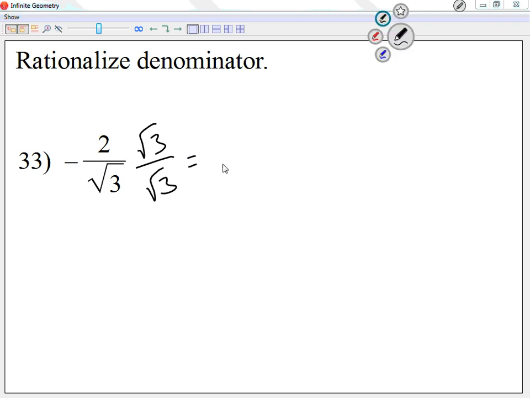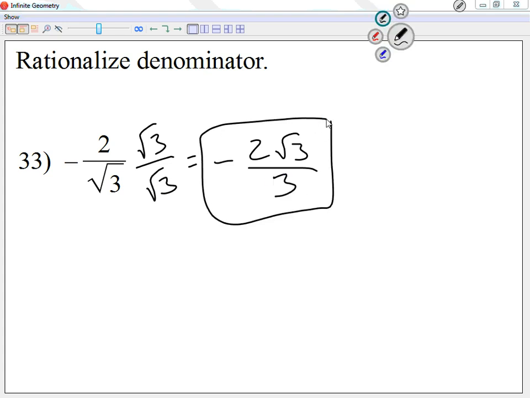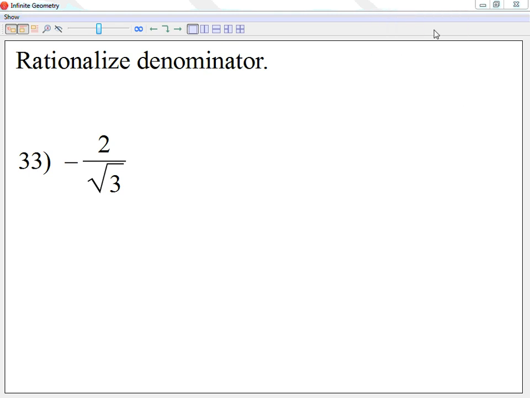So on the top, I have a negative 2 radical 3. On the top, there's a 2 and the radical 3. I cannot combine them. So I just call it 2 radical 3. Now at the bottom, radical 3 squared is just 3. So that's my answer. Simplify your fraction if you can. And make sure the radical that you have left is as simple as it can be. Having that said, let me take a look at number 34.